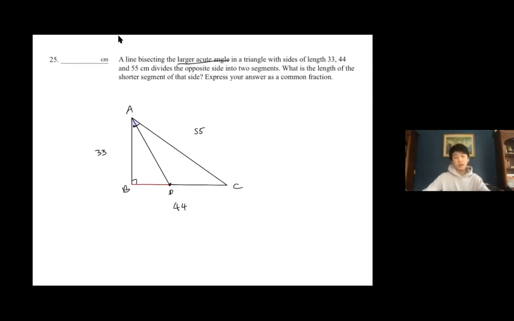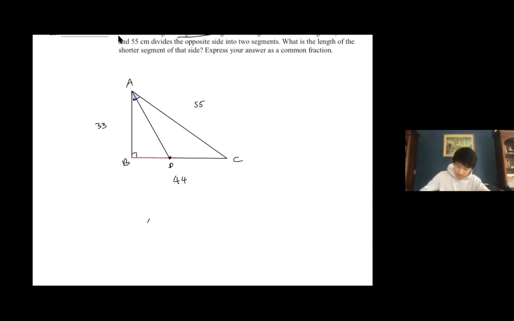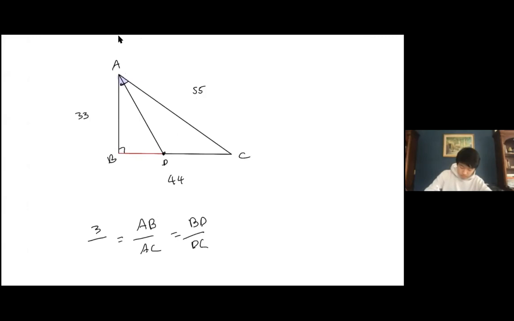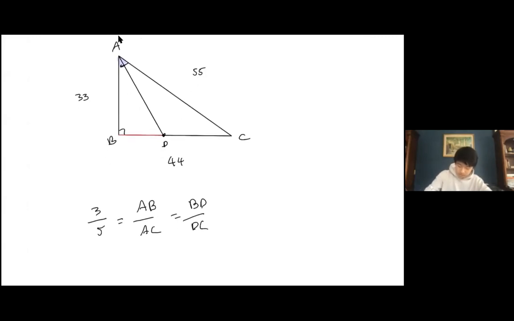So we now use something called the angle bisector theorem, which is that AB over AC equals BD over DC. The ratio of this to this is equal to the ratio of this to this. This is very important and is very worth memorizing. So we know that AB over AC is 33 over 55, or 3/5. And BD over DC, we'll let BD be X and DC be 44 minus X. So this equals X over 44 minus X.